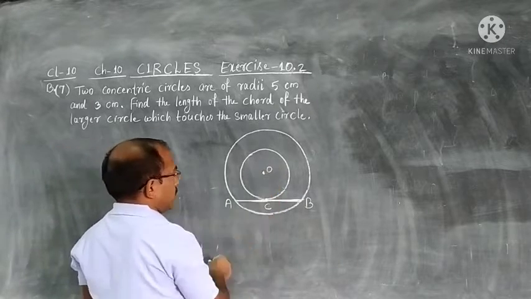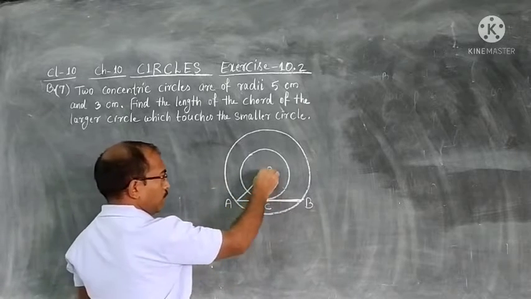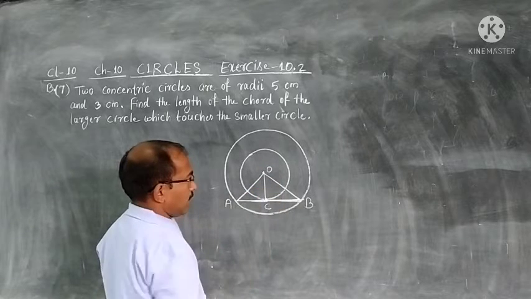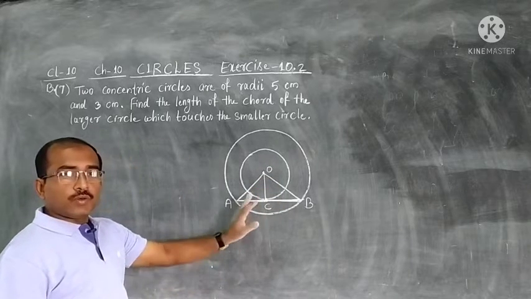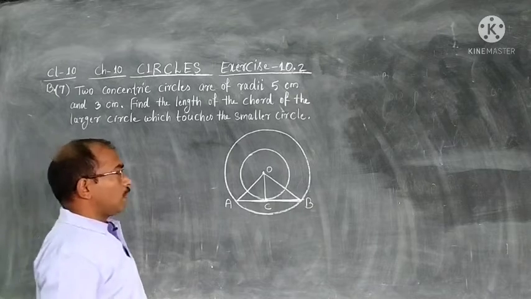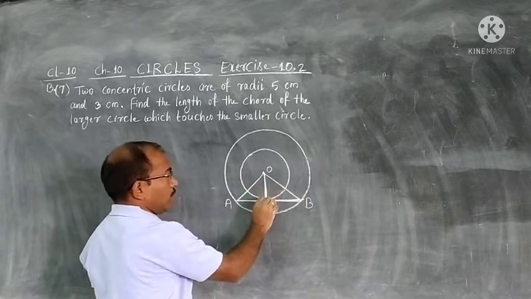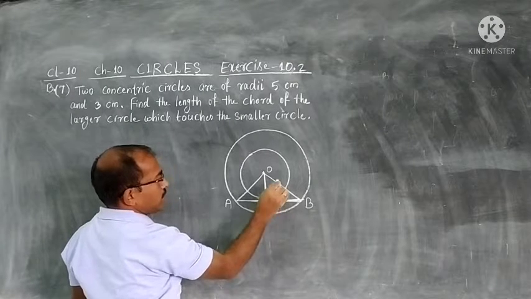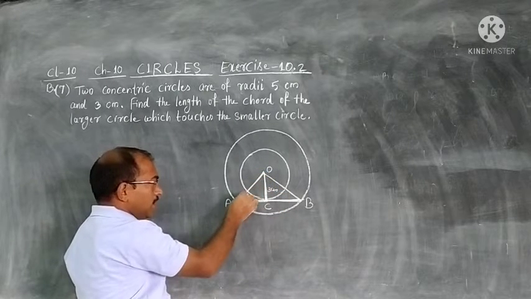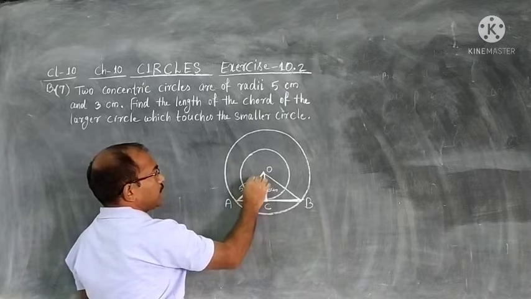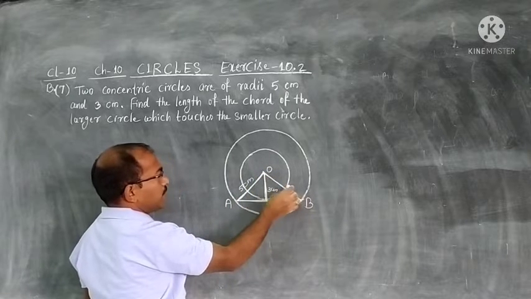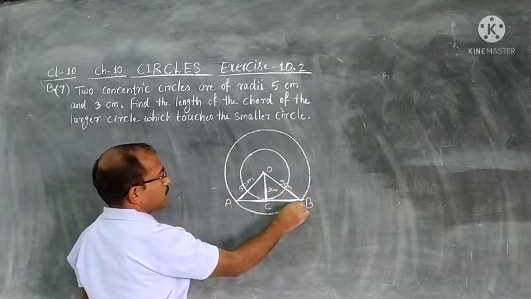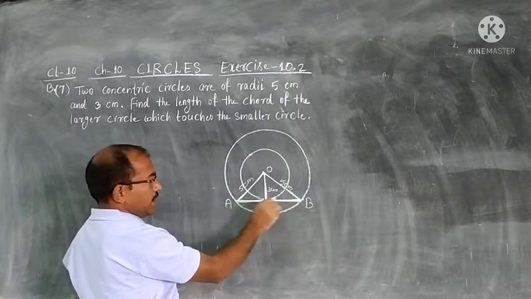O is the center of the circle. Let us see now, we join OA, we join OB, and also we join OC. By doing this construction, what do we come to know? OC will be how much? 3, because this is the radius of the smaller circle. OA will be 5 centimeter. OB also will be 5 centimeter. We have to find out the length of the larger circle chord, that is AB.